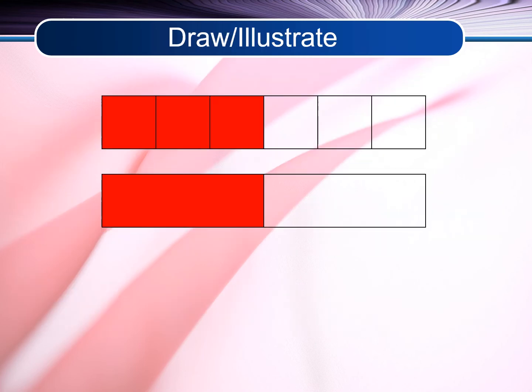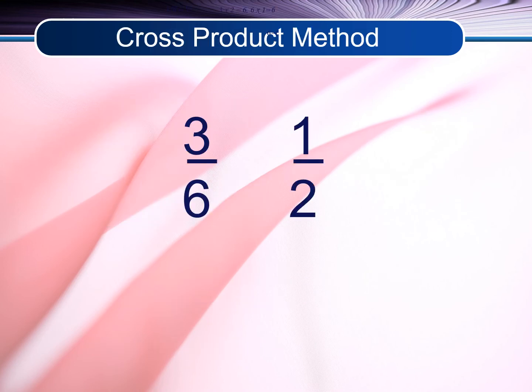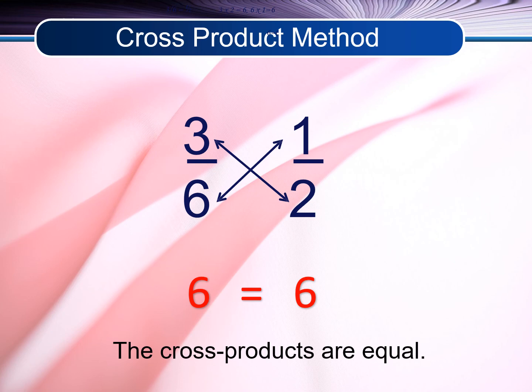Now let's proceed further. As you can see, there are two ratios in the illustration. 3 is to 6 and then 1 is to 2. Now, are you wondering if the two ratios are equal? Yes, 3 is to 6 and 1 is to 2 are equal. Aside from illustration, we can also tell that the two ratios are equal by using the cross product method. So by cross product method, we simply cross multiply. 2 times 3 equals 6 and 6 times 1 equals also 6. As you can see, the cross products are equal.